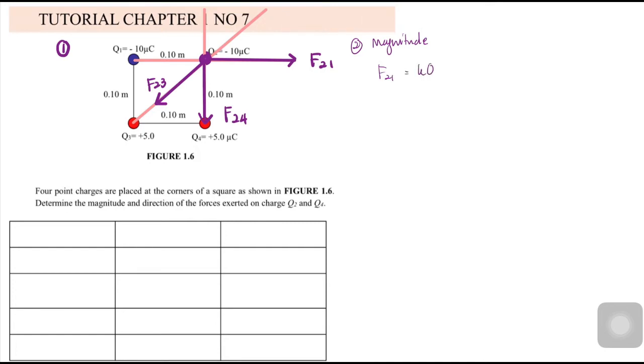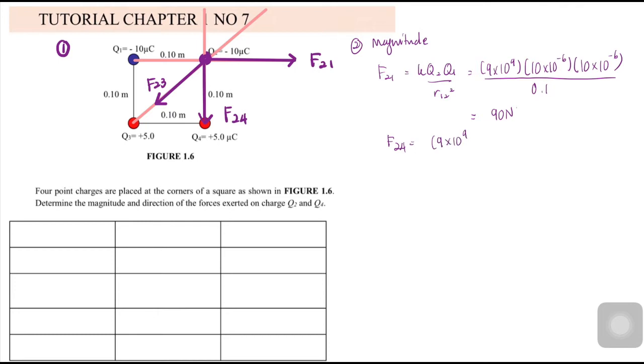So we start with F21. So k Q2 Q1 over R12 square equal to k, 9 kali 10 kuasa 9. Q2 is 10 kali 10 negative 6. Tak boleh masuk negative sign because we are focusing on calculating the magnitude only. So Q1 pun sama 10. Then dia punya separation between the two charges is 0.1. Okay, sepatutnya square. Jadi saya tulis, lupa tu. So dapat 90 Newton. Sepatutnya 0.1 square. Nanti saya betulkan.